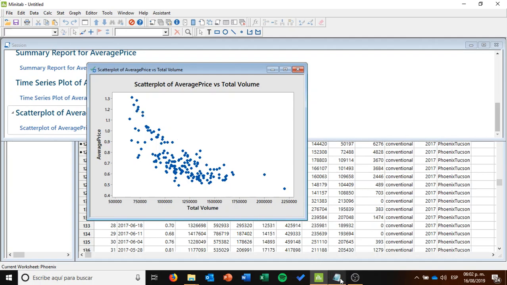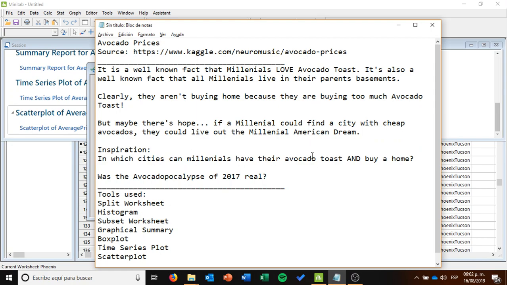Which means that the answer to the first question is, it doesn't matter that we go to live in a city in which avocados are cheap, because if the price increases, we're still buying avocado toasts, and maybe we won't have money for buying a home.